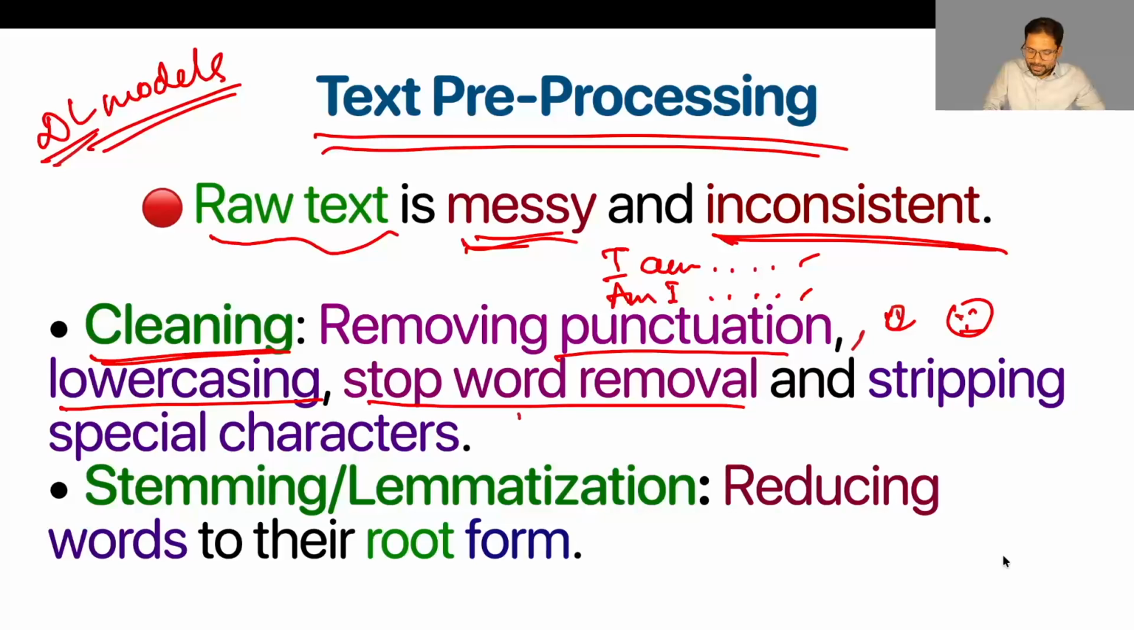Then stop word removal. Words like "this" and "of" are things which are always there. They don't give any value or meaning to the sentence. They're just like punctuation. These are stop words, not much value basically. And stripping of special characters, emojis, etc. Everything should be removed. So that's the idea of cleaning.